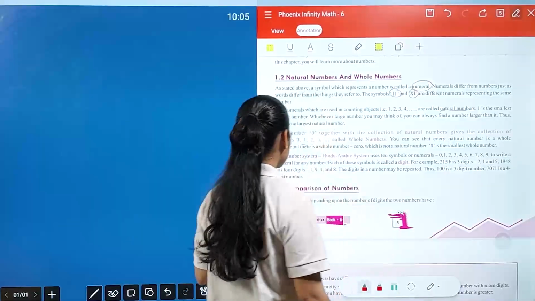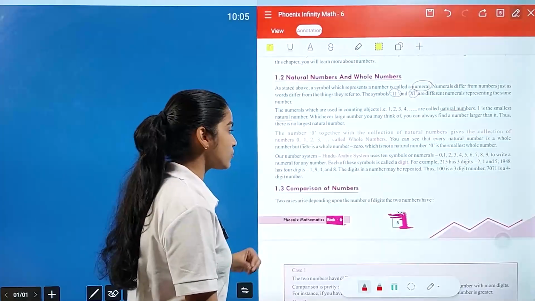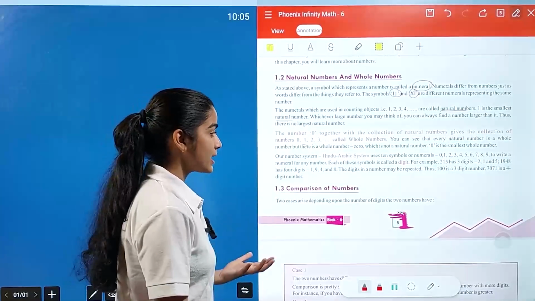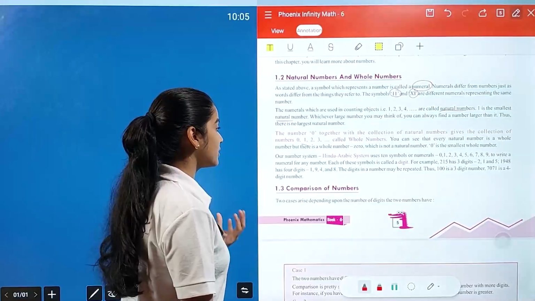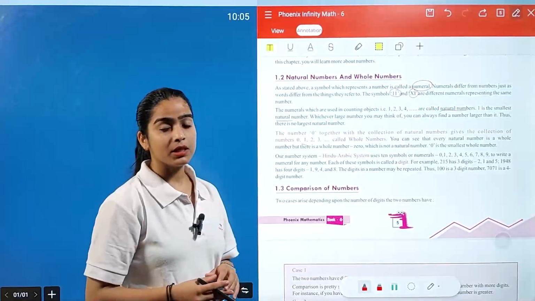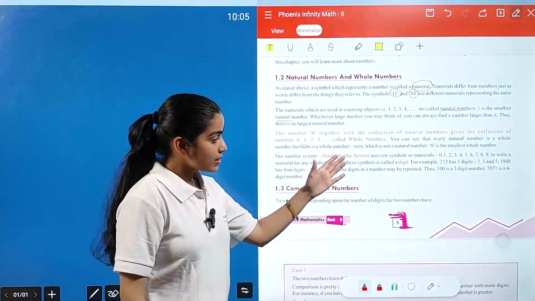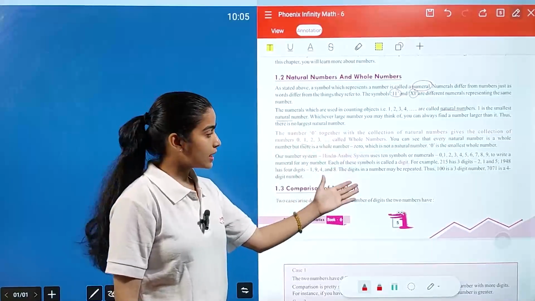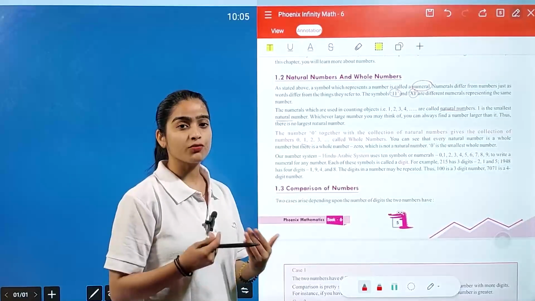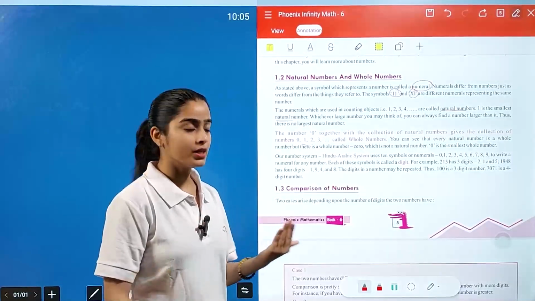We use the ten symbols 0 to 9 to write a numeral for any number. Each of these symbols is called a digit. For example, 215 has 3 digits: 2, 1 and 5. 1948 has 4 digits: 1, 9, 4 and 8. So we have 10 symbols, 0 to 9, and by repetition of these we make different numbers.